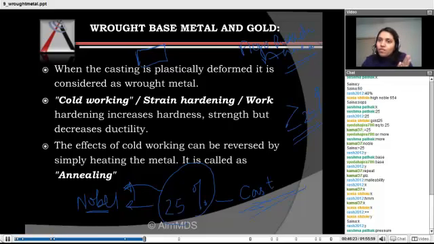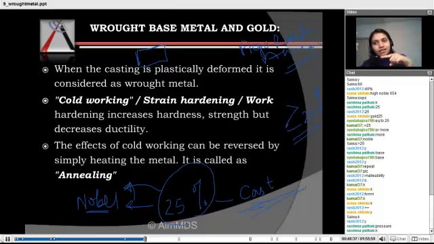But this is also one of the ways. So that is why it is called cold working. Strain hardening, because we are putting strain or we are working on it. So it is called work hardening. Okay. So what was age hardening? It was a heat treatment, isn't it? What was annealing? It was again a heat treatment of metal.